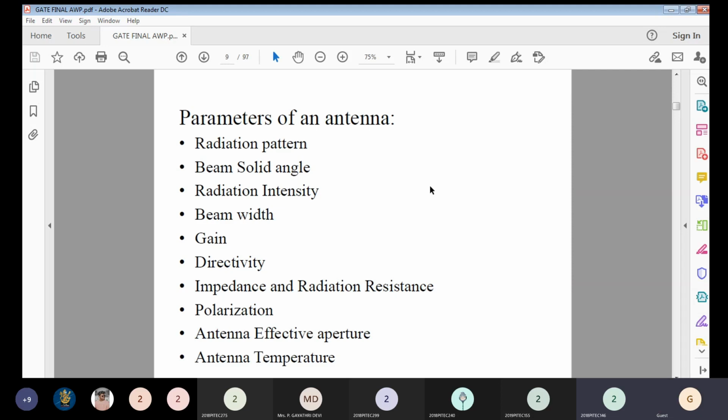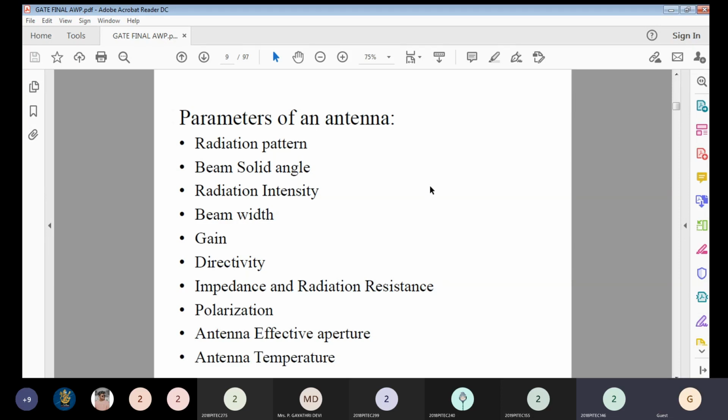The parameters of an antenna are radiation pattern, beam solid angle, radiation intensity, beam width, gain, directivity, impedance and radiation distance, polarization, antenna effective aperture, and antenna temperature. These concepts should be very clear, so that you can get clear knowledge about the antenna. As part of that, you are going to read about the GATE coaching, GATE syllabus.